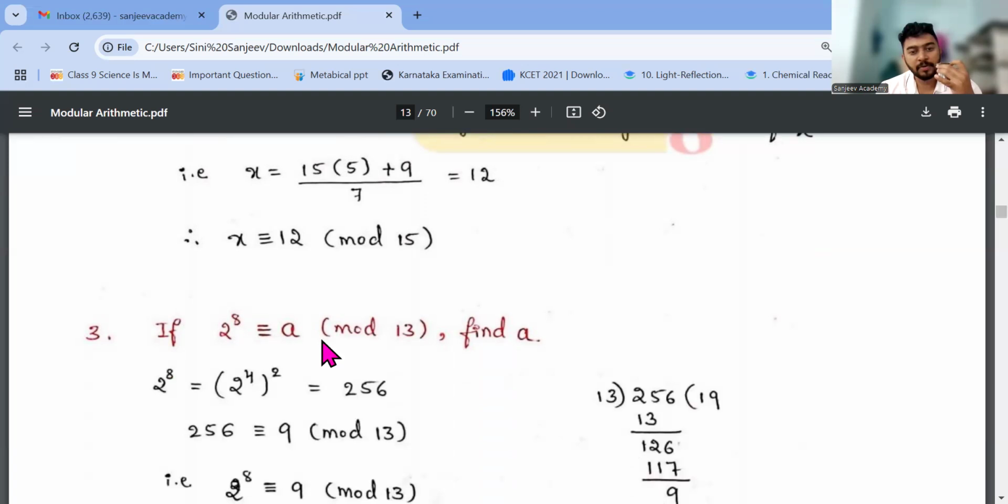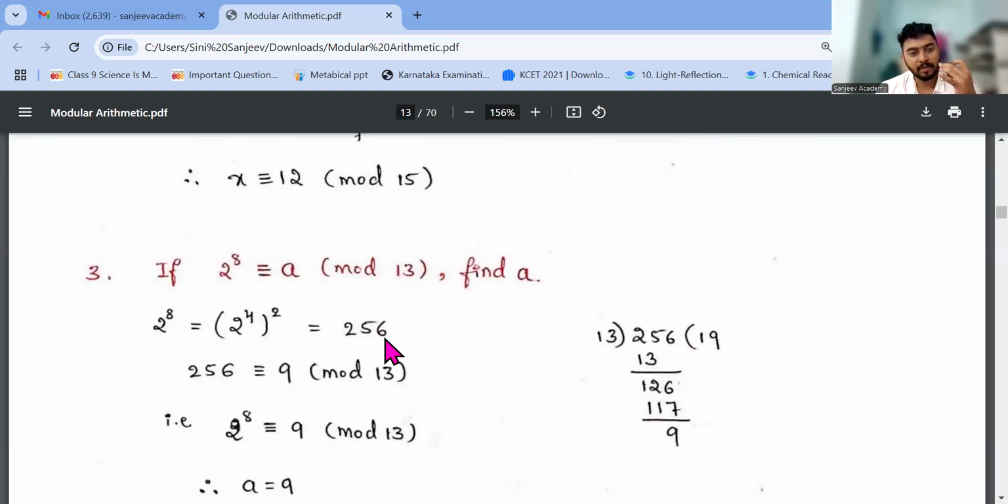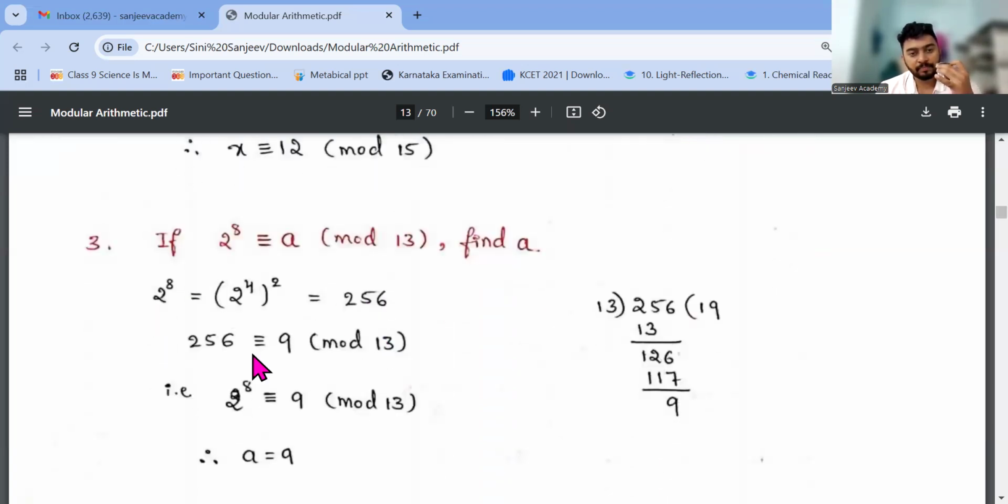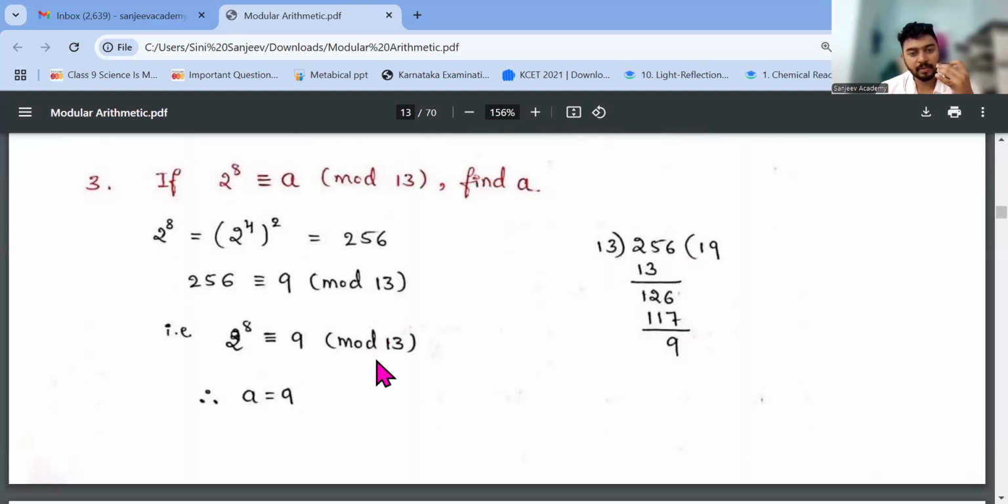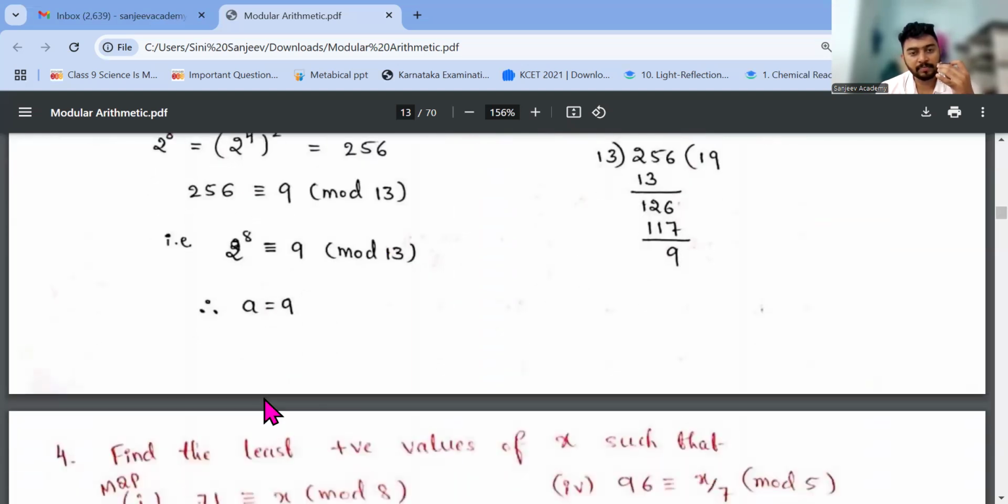If 2 power 8 congruent to a mod 13. So 2 power 8 is 256. 256 congruent to 9, so we'll be getting 9. a is equal to 9. That's it.